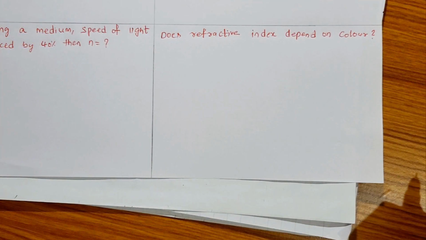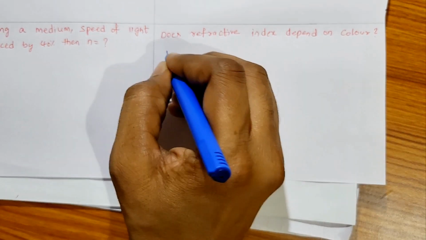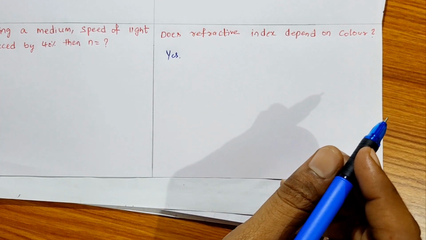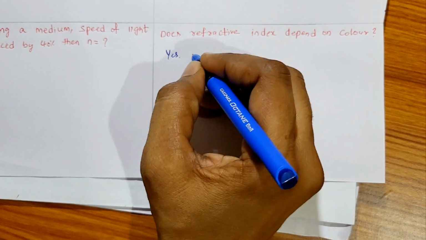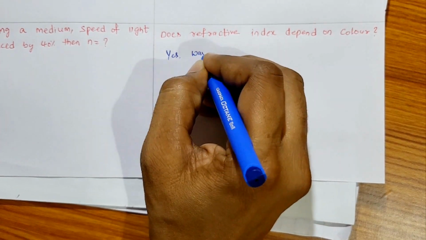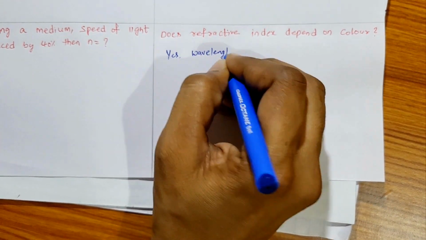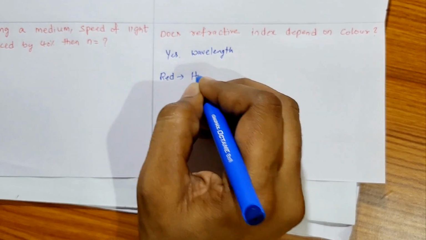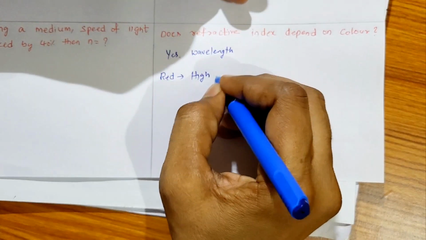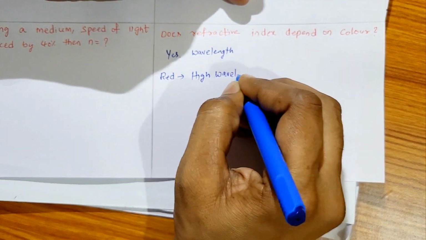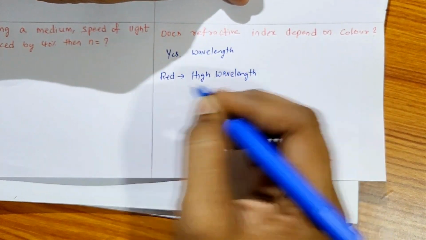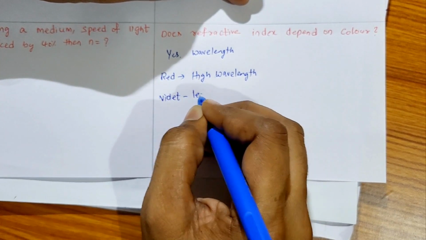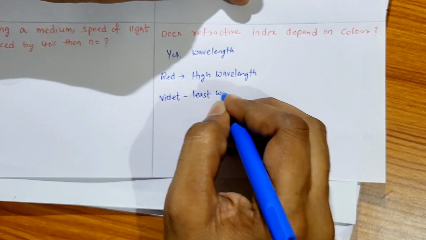Does refractive index depend upon color? Yes. Refractive index depends upon color also. Color means what? Wavelength. Red, if you see, has high wavelength. And violet has the least wavelength.